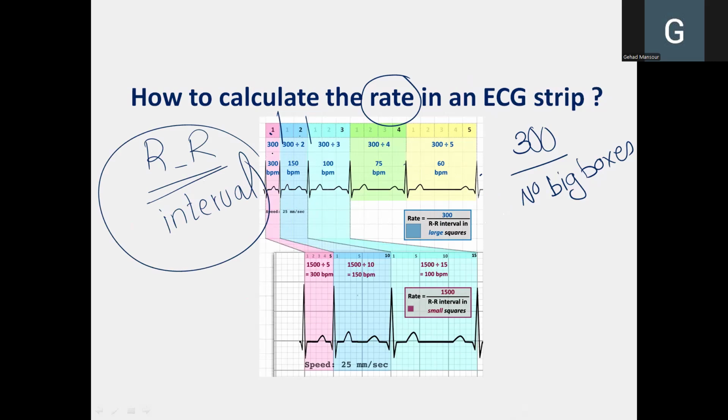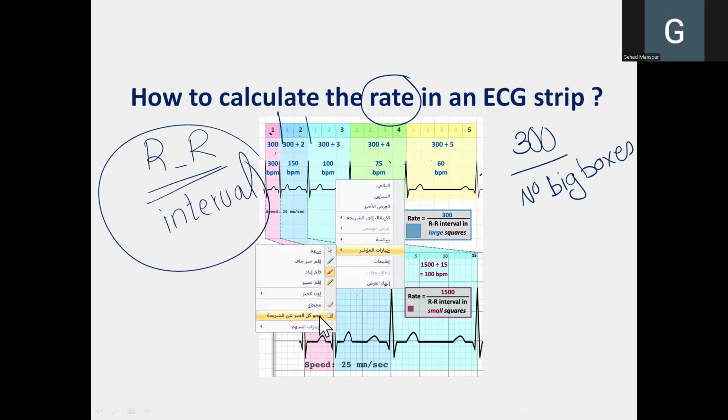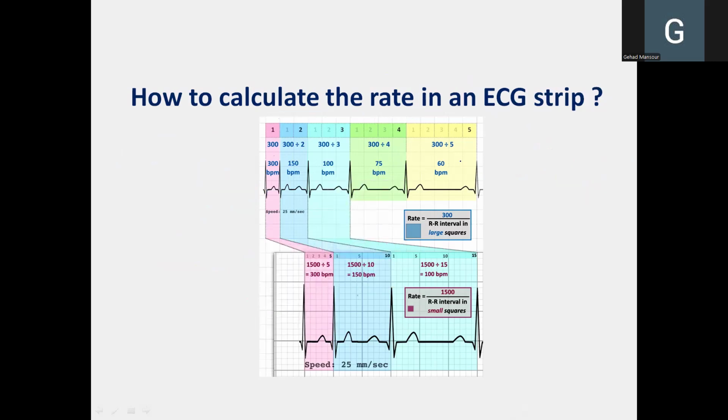So the pink or purple one is taken from an ECG. The green one is taken from another ECG. The orange one is taken from a third ECG, to show you different examples. So let's start with the yellow one.